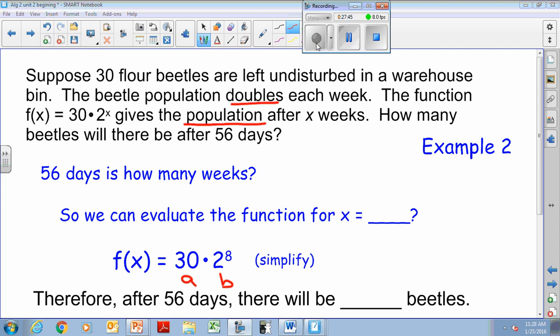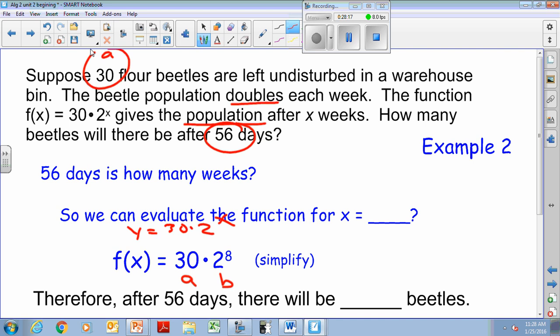Here we go. Let's see how we got here. How many beetles will there be after 56 days? That's my first reading. I'm going to read it a second time, see the information they gave me, and see how that works. Suppose 30, okay, 30. I know you're going to be my A because that's what we're starting with. Always find my A. That's what I would do if I was a math teacher. Beetles are left undisturbed, so I already got one of them. Look at that, I got my A. The doubles, I got my second one. I'm done with the original, the one that I'm going to type into my calculator.